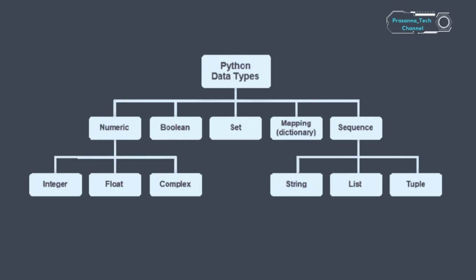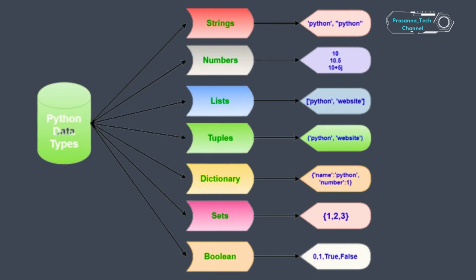So Python data types: there are different data types in Python. So numeric, boolean, set, mapping, that is dictionary, and sequence. In numeric, you can find integer, float, and complex. And in sequence, you can find string, list, and tuples. You can see the examples here.